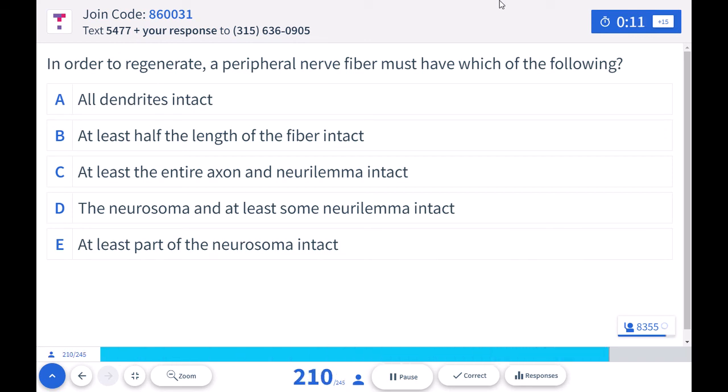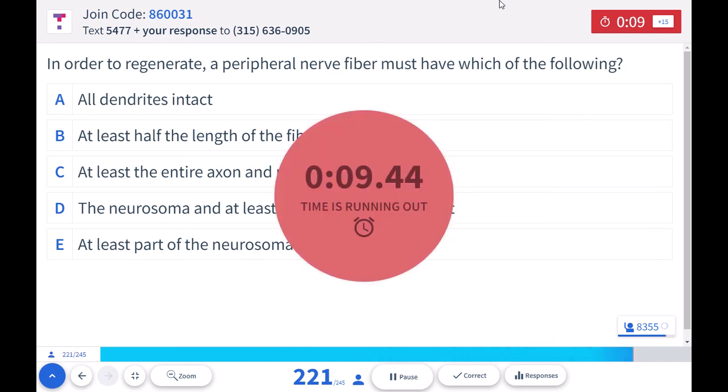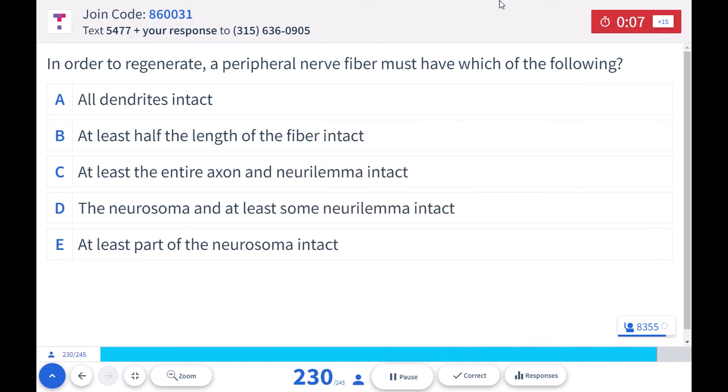We're down to about 10 seconds. Make sure to get your answers in. And remember, this is just participation. It's okay to answer these wrong.